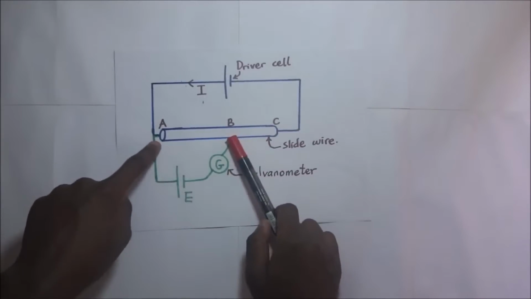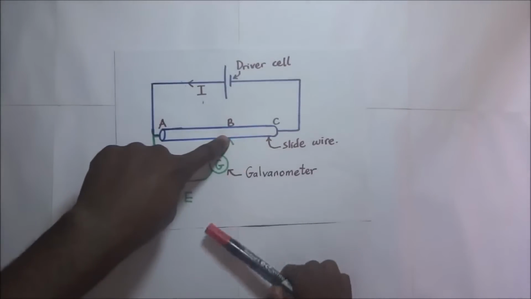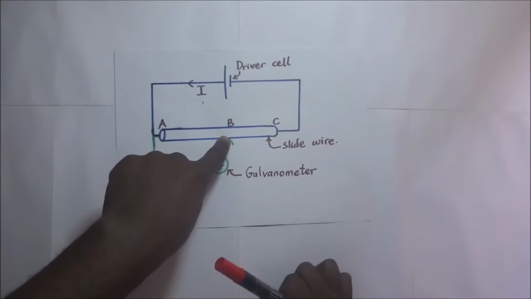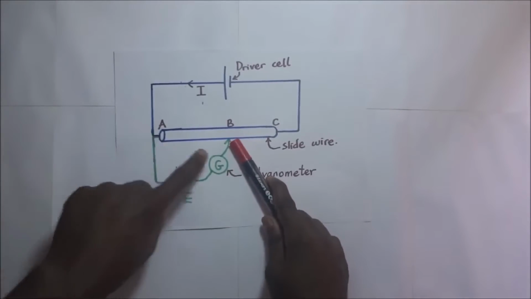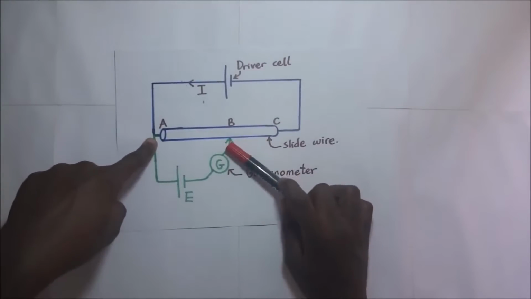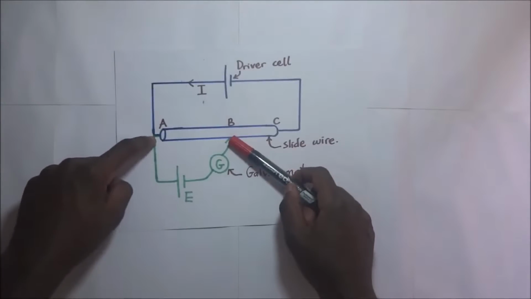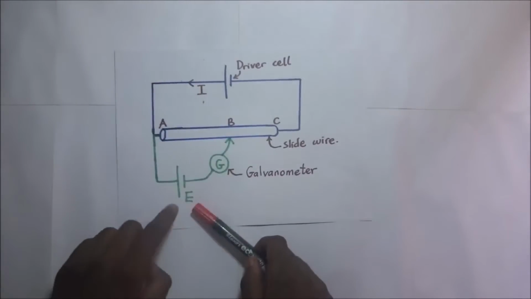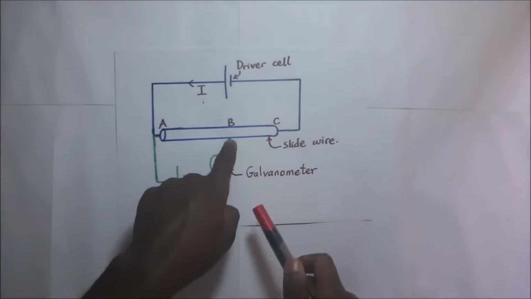When there is no current flowing through the secondary circuit, it means that we have achieved what we call the balance point, and then we have what we call a balance length. The balance point is the point where the galvanometer shows no deflection, and then we can go ahead and find the EMF of this cell using this potentiometer circuit. So now, how do we find the EMF of this circuit when we have achieved the balance point?